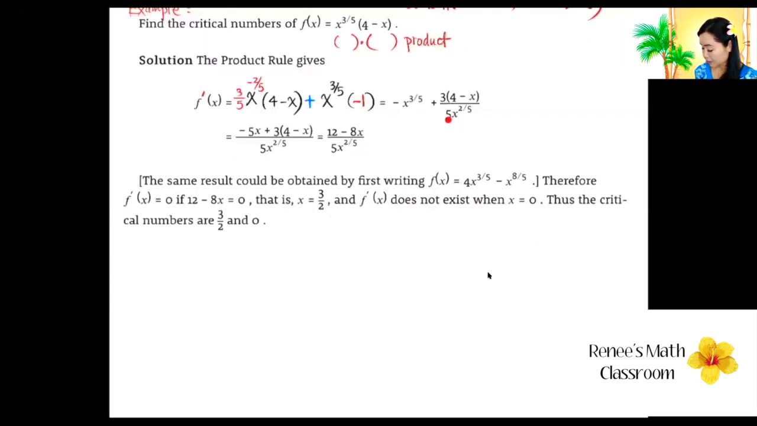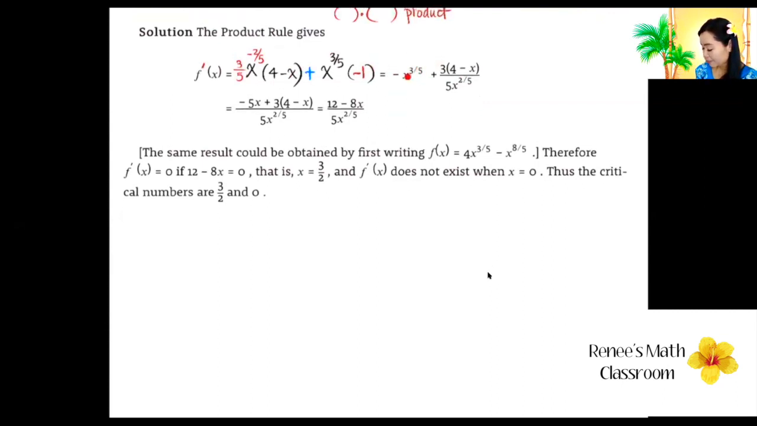Now simplify this. We got this. How did you get this? Well, this one over here is this one over here. This one over here is this one over here. And now you combine them using the LCD, which is this. And then you have this. And do the algebra. You come up with this.